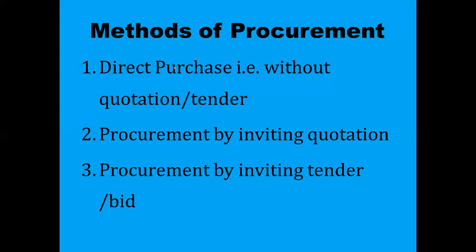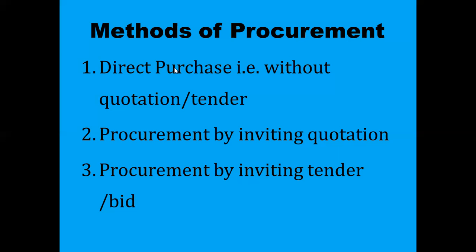Next one, procurement by inviting tenders. So the third one is procurement by inviting tenders. One is procurement by self, that is procurement without invitation, and procurement with invitation. So these are the things you are doing in this method. What is the first method? Direct purchase. Second method, inviting quotations. Third method, procurement by inviting tenders also.